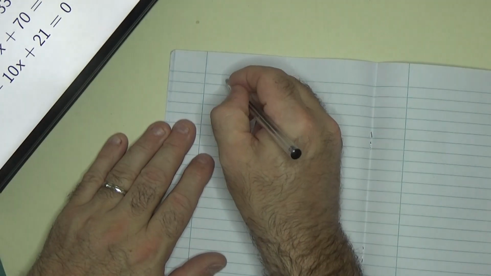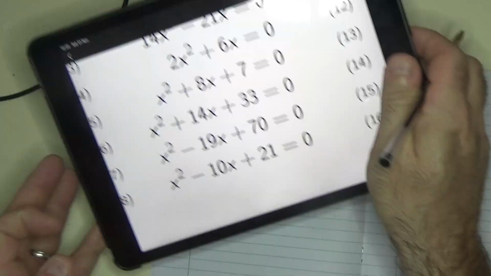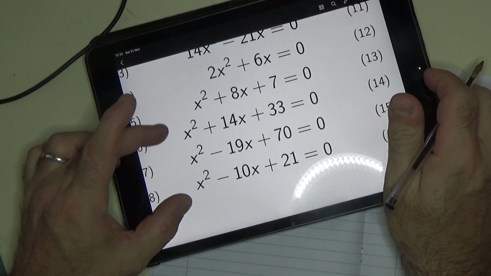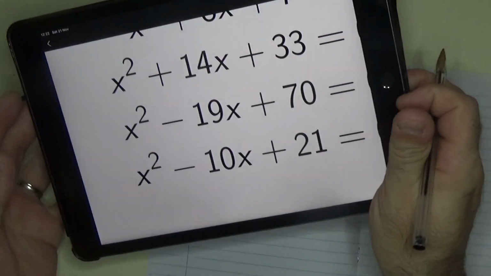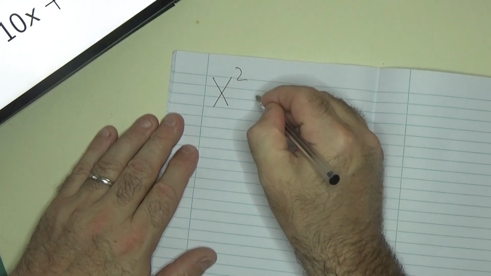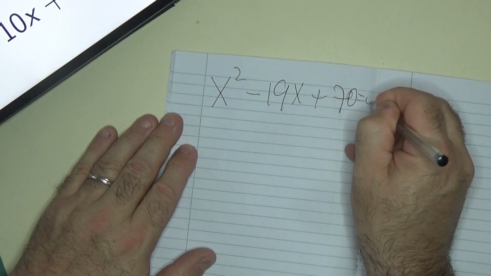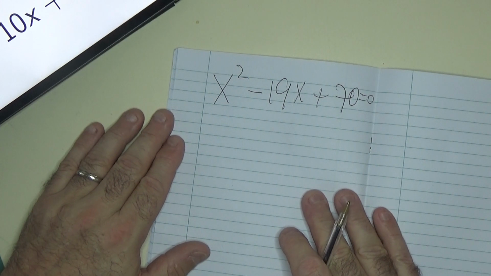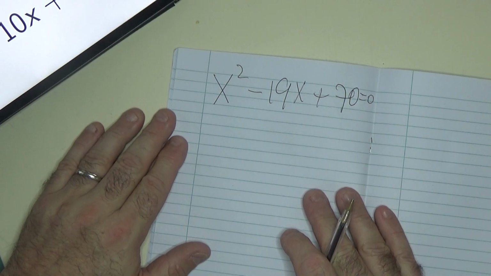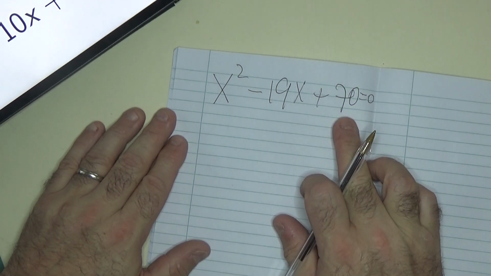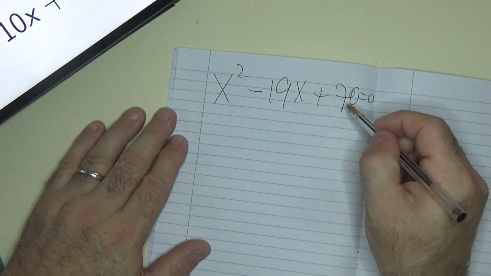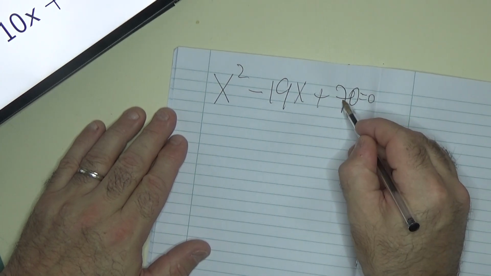Okay, the next question is x squared minus 19x plus 70 equals 0. Now put 70 into the calculator, but note that it's 10 times 7.